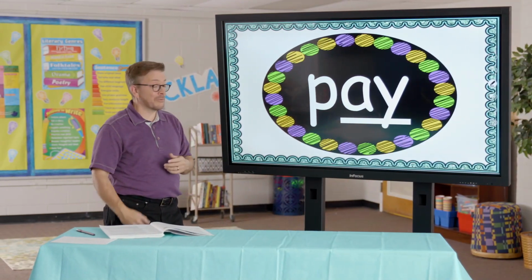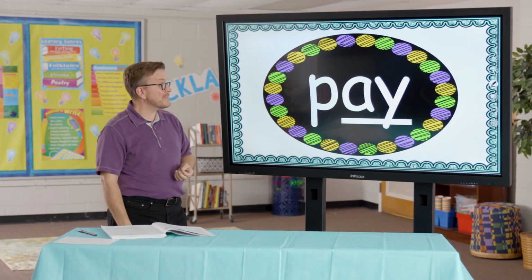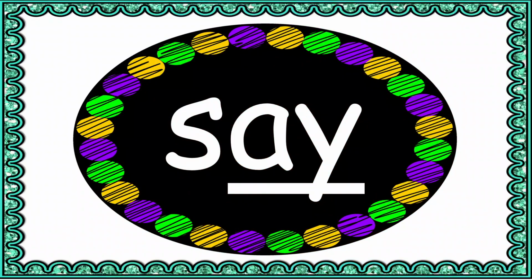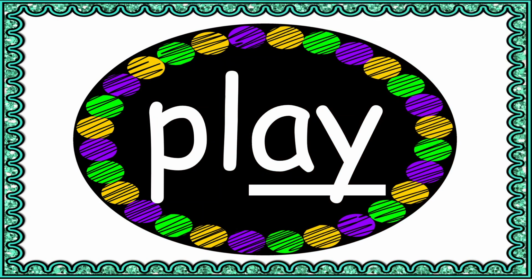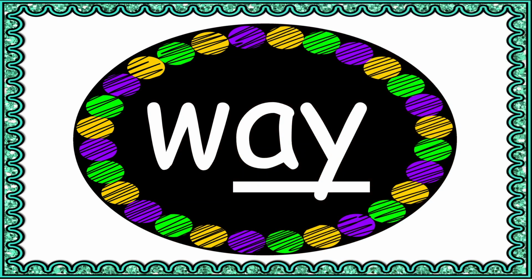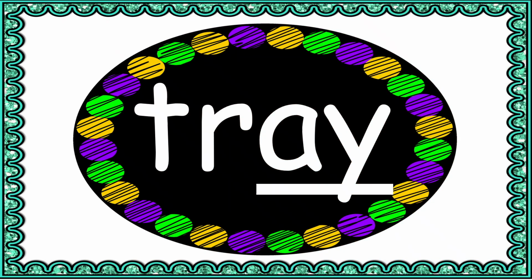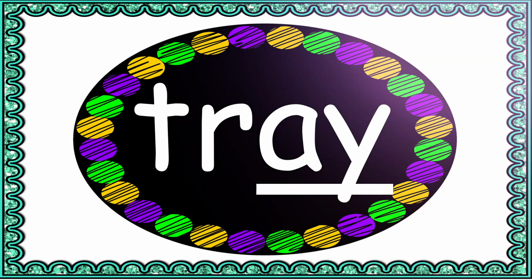It can get kind of confusing with all these different A spellings. Say, as in say the word, AY with an AY. Play, you know that word. I'm going to go out and play, AY. Get out of my way, right? It's AY. Please bring me a tray of cookies, please, AY.